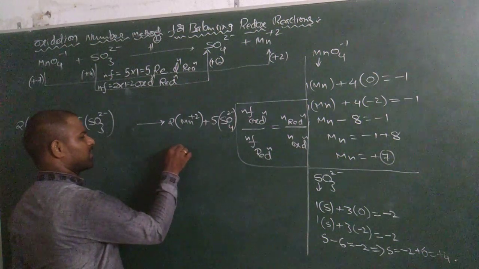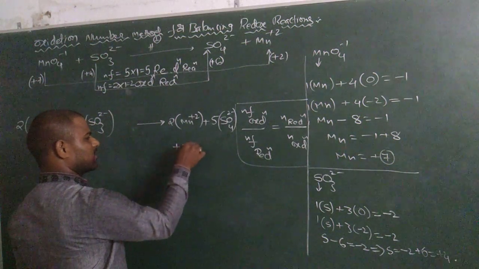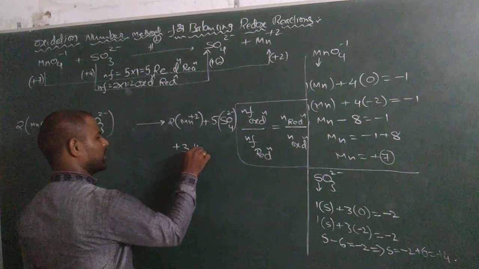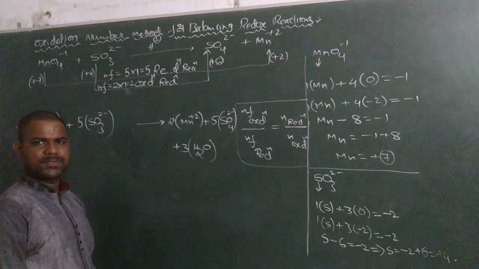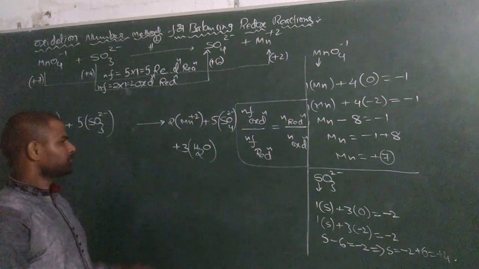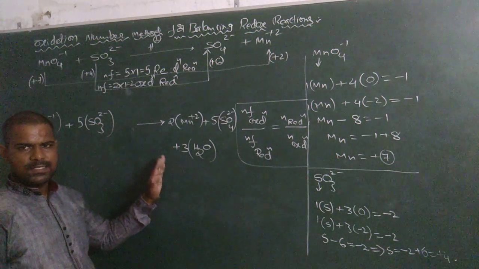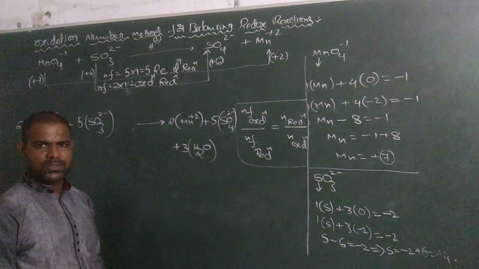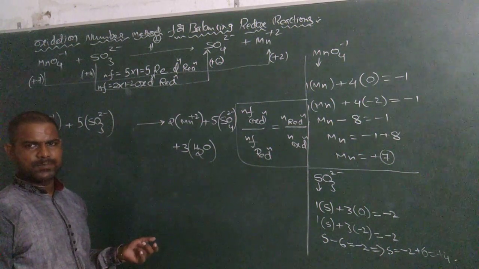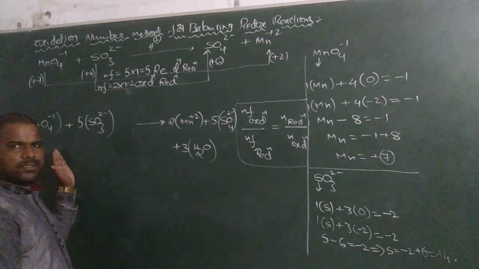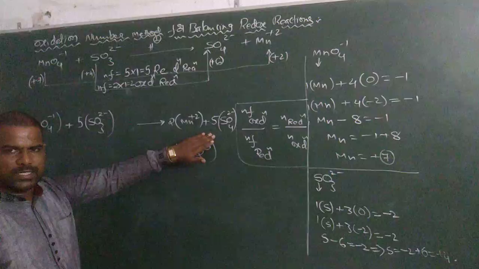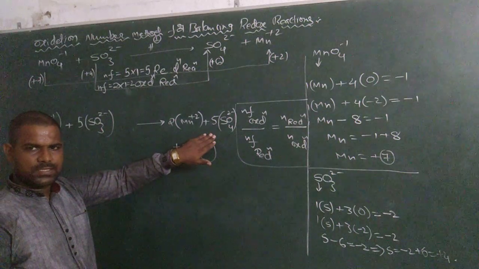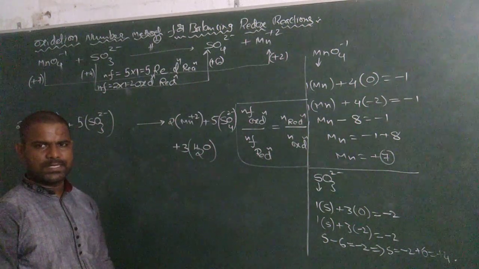So where the number of oxygens are less, there we can add H2O molecules to balance the oxygen atoms in the entire reaction. In the reactant side we have a total of 23 oxygen atoms. In the product side we have only 20. That's why, to balance the 3 oxygens, we add 3 H2Os here.